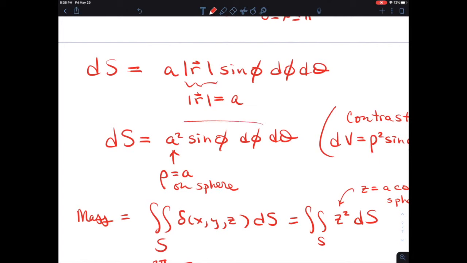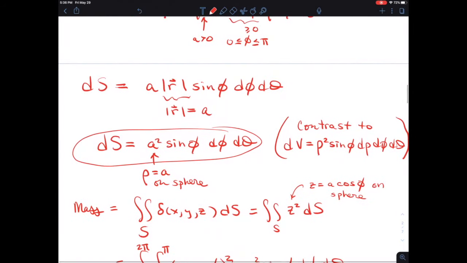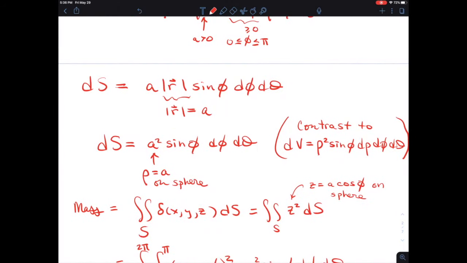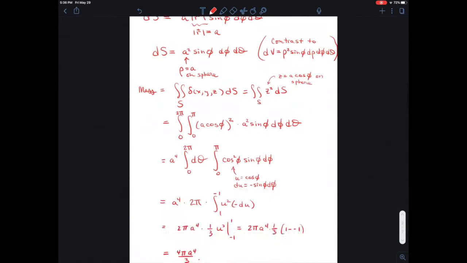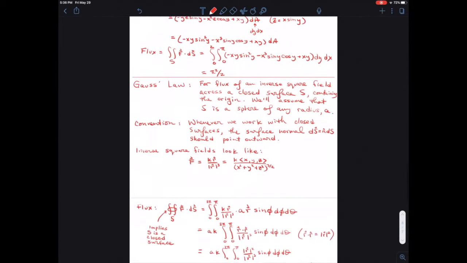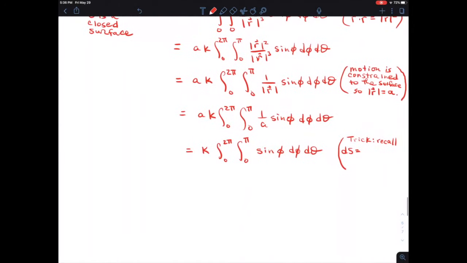Okay, so I'm just looking at this thing right here. That's for a sphere, only for a sphere. That's the differential for surface area. Now that's the scalar differential, not the vector differential. A square sine phi. So let's try this. So ds is a square sine phi d theta.